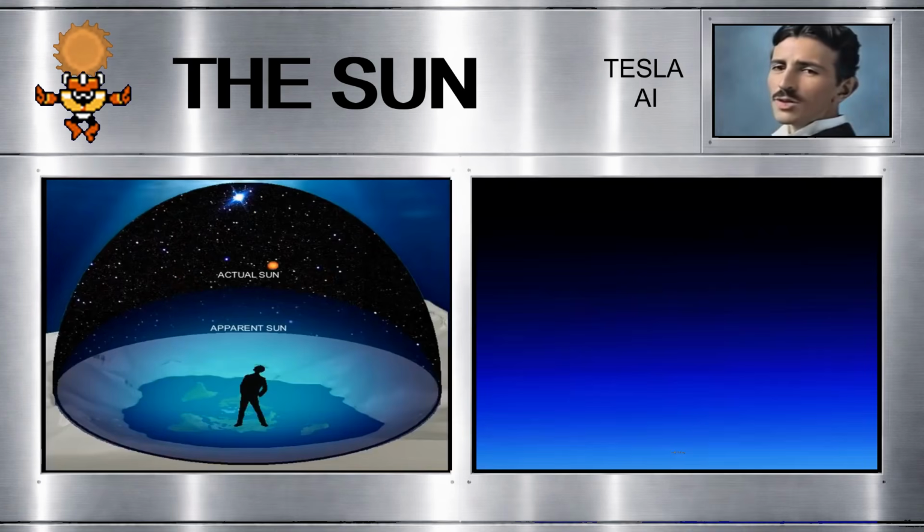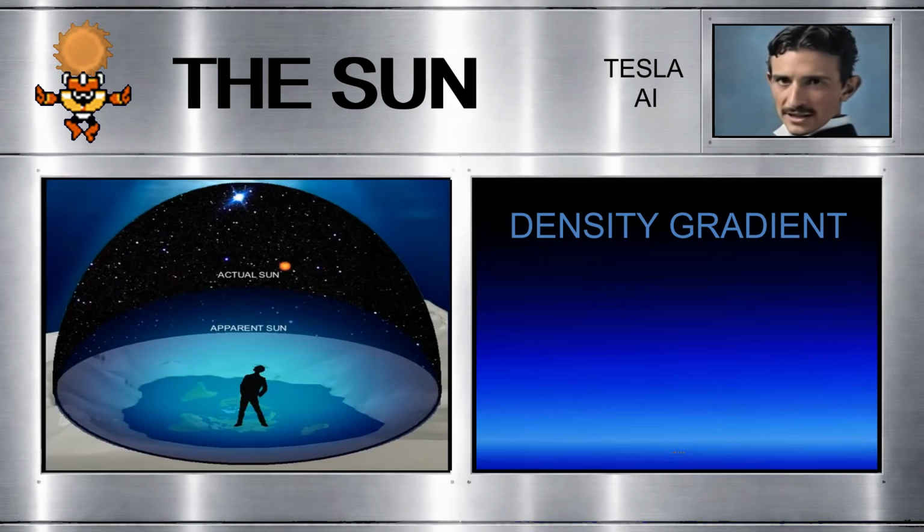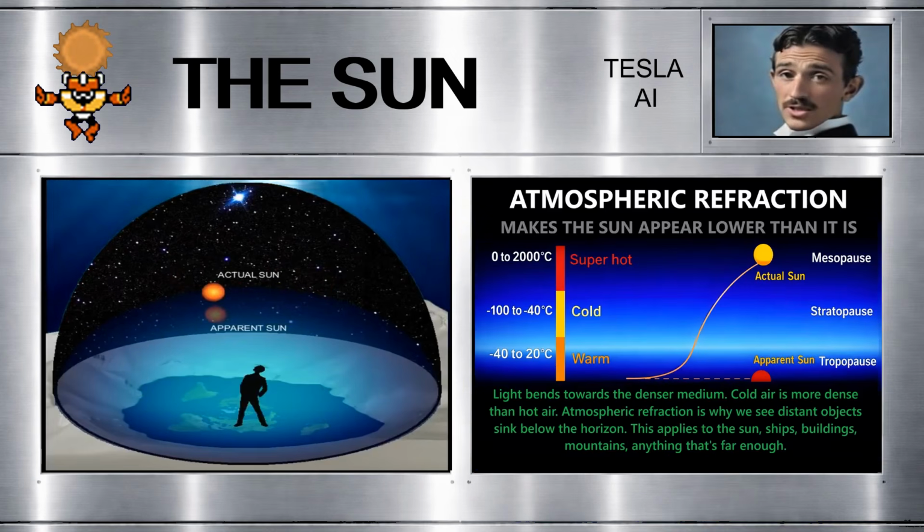Sunsets are caused by atmospheric refraction. Some people assume the atmosphere is a simple density gradient. However, the Earth radiates heat at ground level, making long-distance observations appear lower than they are, not higher.